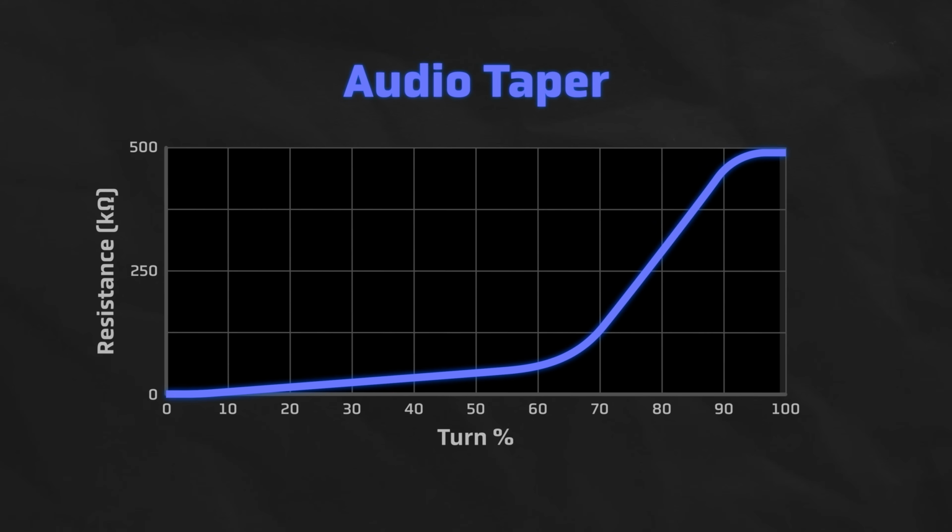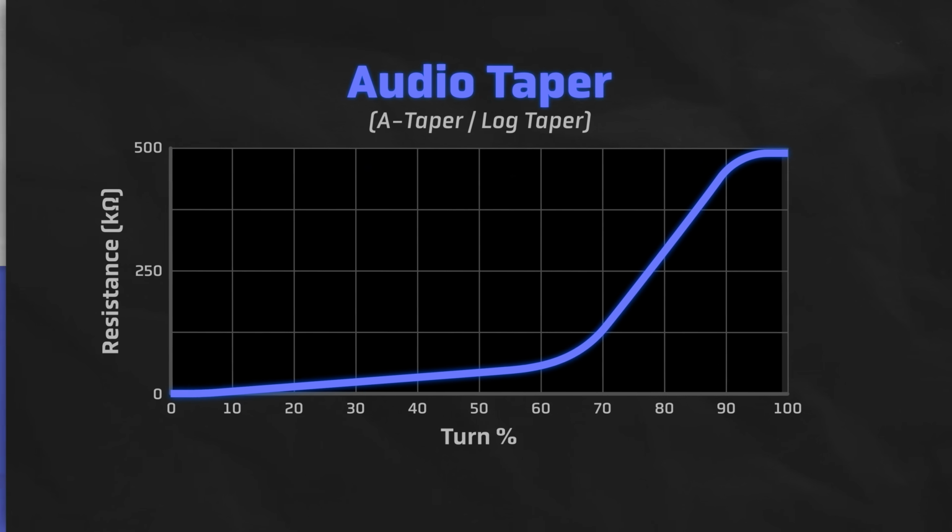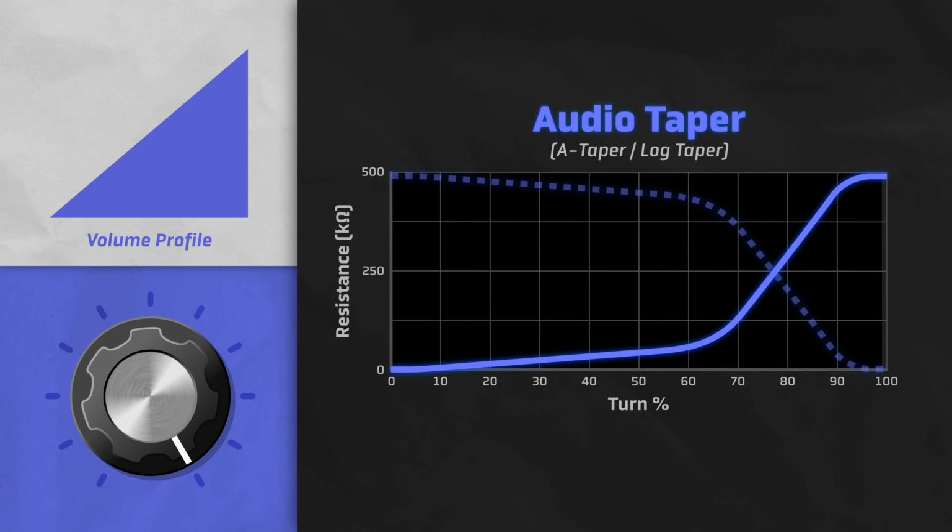What you'll more often come across is audio taper. Audio taper, also known as A taper or log taper, approximates an exponential curve. This is the most common and natural sounding taper to use in volume and tone pots, since we humans perceive loudness on a logarithmic scale. For most guitar projects, I would recommend using audio taper when possible, especially if you like doing volume swells on your guitar.